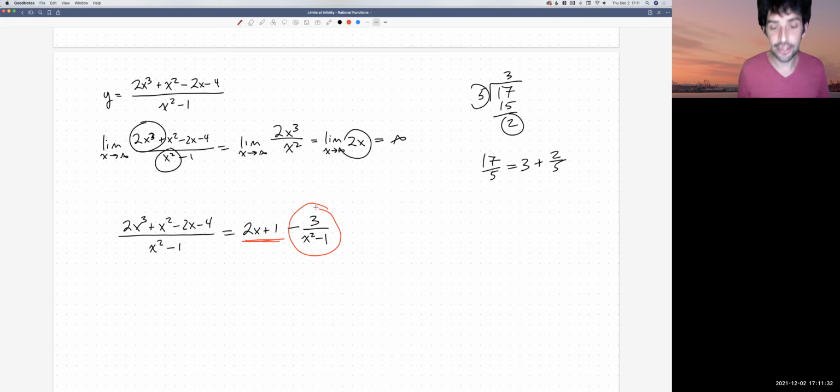This thing right here, what happens to it as x gets really, really big? It becomes almost nothing, right? Put in 100, you get 3 over 9,999, right? It's really, really small. Put in 1,000,000, that thing's basically nothing. So the difference between 2x plus 1 and 2x plus 1 minus 3 over x squared minus 1 goes away, becomes really small when x gets really, really large.